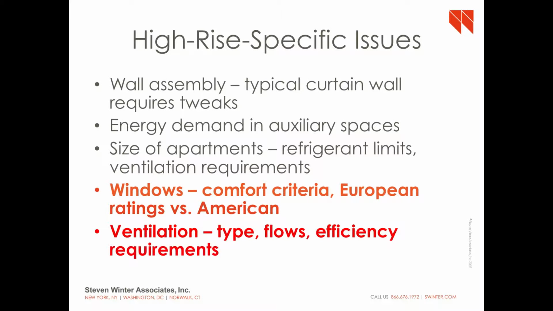Typically, the wall assembly on these high-rise buildings, from what I've seen, and I'm not an expert in high-rise, is a curtain wall facade that gets hung off the outside of the slabs, right? That needs tweaks because there are some air sealing details that need to be addressed. How do you make continuity through the whole building with your air barrier? I'm going to go into some details on each of these topics after this slide.